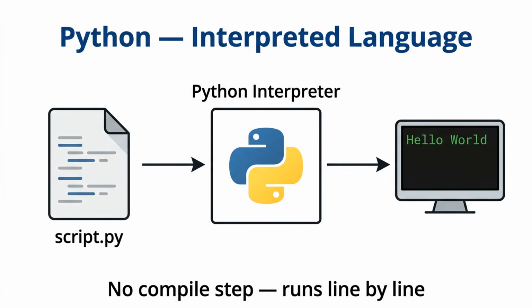On the flip side, Python is a great example of an interpreted language. When you run a Python script, the Python interpreter reads your script line by line and executes each statement on the spot. There's no separate compilation step. You just call python myscript.py and it runs. This makes Python super quick to develop with because you don't have to wait for a compilation step. But it also means Python needs to be installed on any machine where the script runs, because the interpreter itself is doing the translation every time.